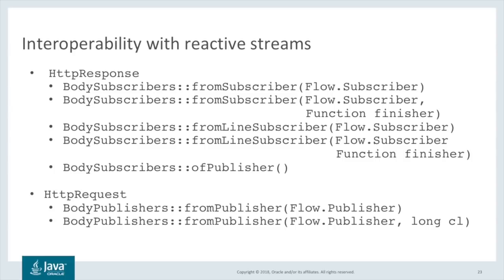There are also a similar pair of methods, fromLineSubscriber, that interoperate with flow subscribers of string, where the response body data is converted to a flow of string lines and sent to the flow subscriber line by line. This is somewhat analogous to BufferedReader readLines or the NIO Files.lines method that returns a stream of lines in a file. There are also equivalent adapters on the sending side for request body.